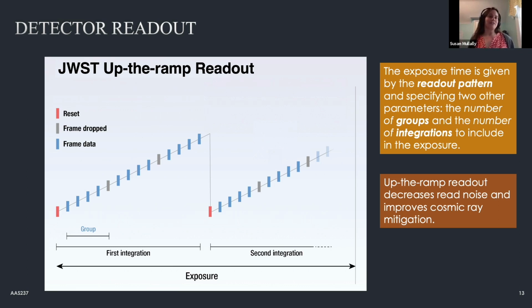improve cosmic ray mitigation. And the reason you need to understand this is because you'll need to set these values when you're proposing, but also on the other end, when you get the data down, you'll need to understand this to understand the data that you're getting out.